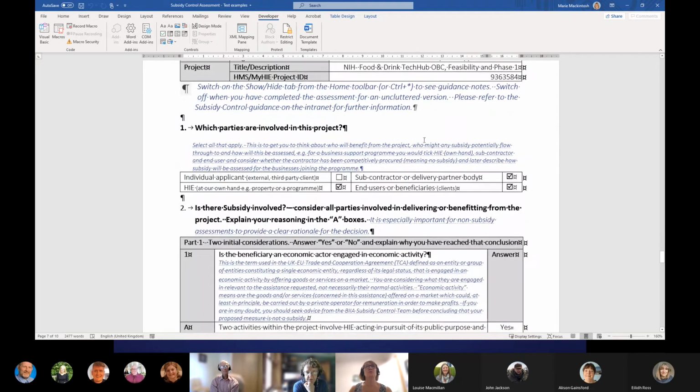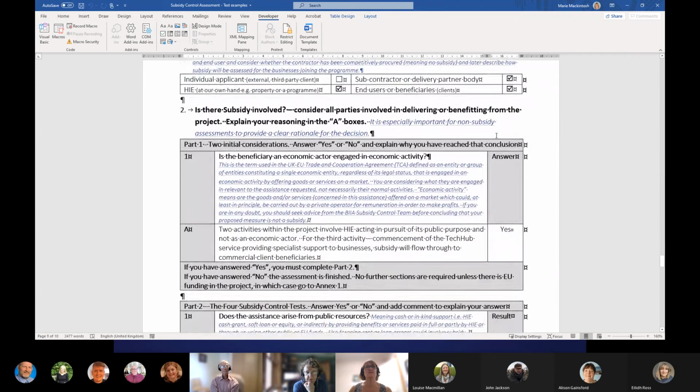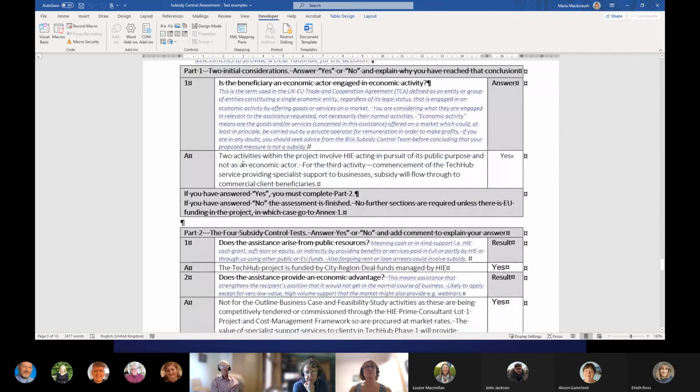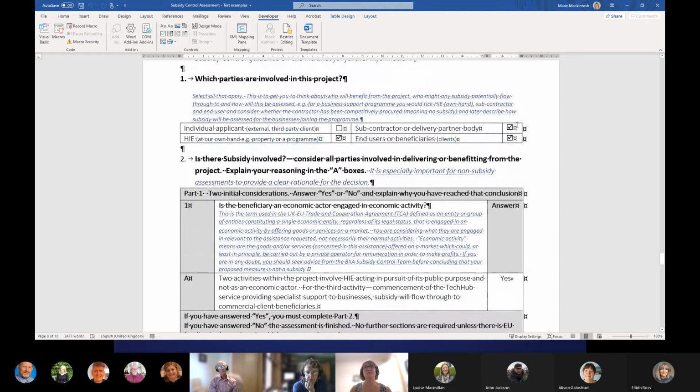And then we had a programme one, the Food and Drink Tech Hub. This is a good example where there were two HIEs involved. In pursuit of its public purpose for the advisory part of what we're doing, we're not acting as an economic actor, but for the Tech Hub, where we're providing a specialist support hub, subsidy is going to flow through to the clients, the beneficiaries. If you look at all the parties involved, there's a subcontractor who's going to deliver the advice and the support for us, but they've been procured, so there's no subsidy to them.